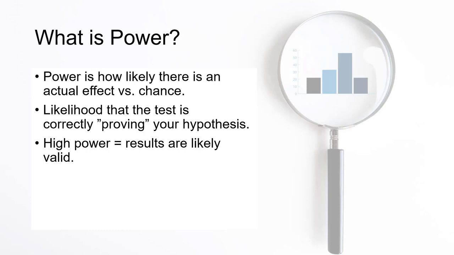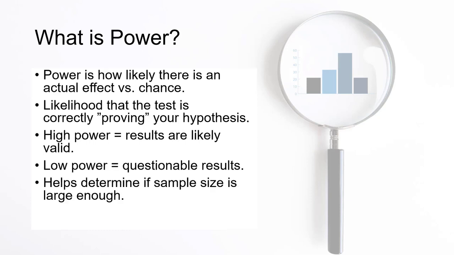As the power increases, the probability of making a type 2 error decreases. A low statistical power means the test results are questionable. Power helps you to determine if your sample size is large enough. It is possible to perform a hypothesis test without calculating the power. If your sample size is too small, your results may be inconclusive when they may have been conclusive if you'd had a large enough sample.